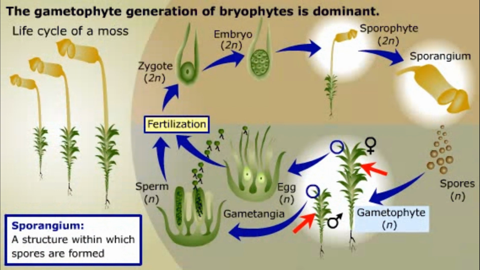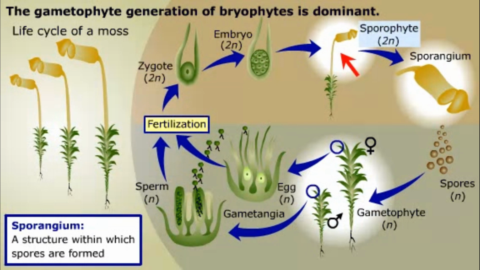In bryophytes, the gametophyte is the dominant generation. Gametophytes make up most of what you see in a mat of moss plants. Mosses have both male and female gametophytes. The males produce sperm cells in their gametangia, and the females produce egg cells. The sperm cell must swim to an egg cell through a film of water in order to fertilize it.